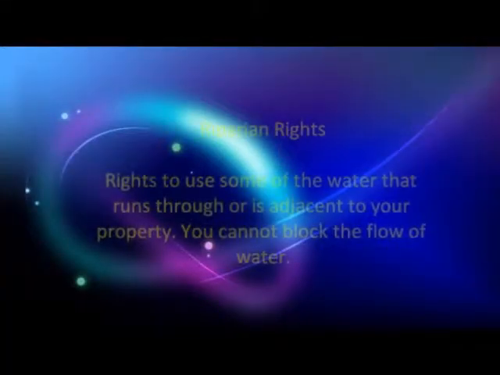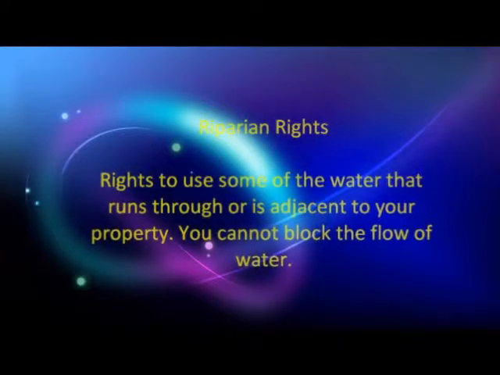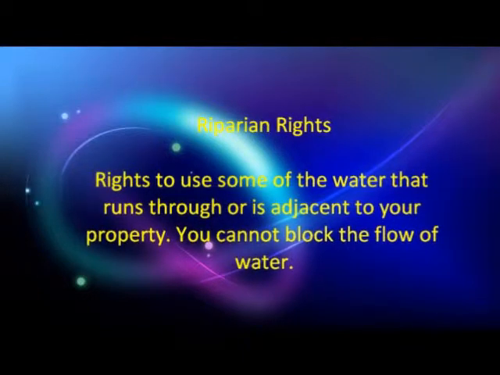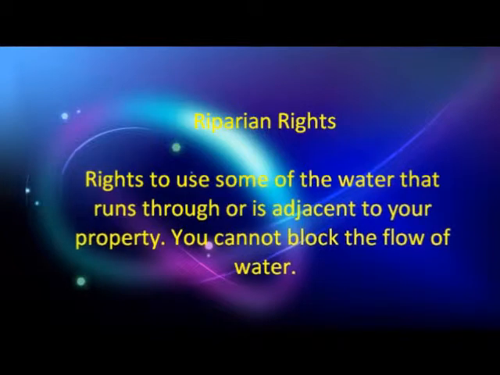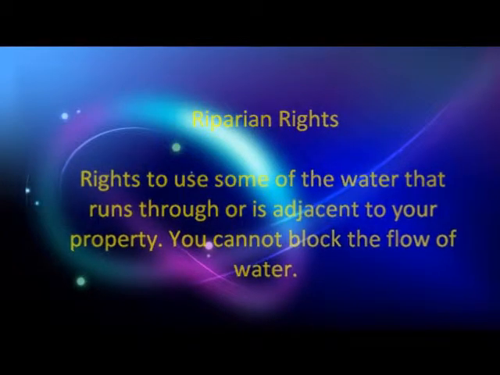Riparian rights are the most important and common type of water rights. They give you the right to use some of the water that runs through or is adjacent to your property, as long as you do not block the flow of water. Riparian means that if you live by the river, you should have the right to use water. So that gives you the exemption. If you're living next to the river, you can take water and use it for livestock and gardening.